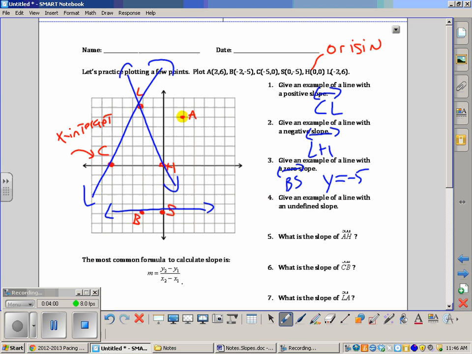Give an example of a line with an undefined slope. Well, that's going to be a vertical line. So let's try HS, high school. I went to CC, by the way.